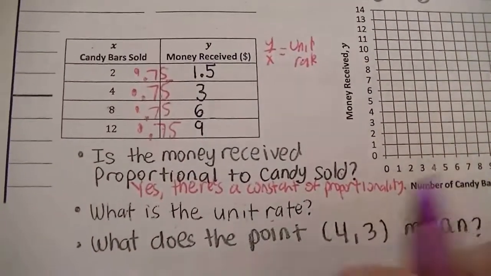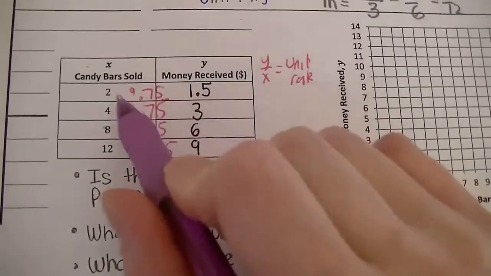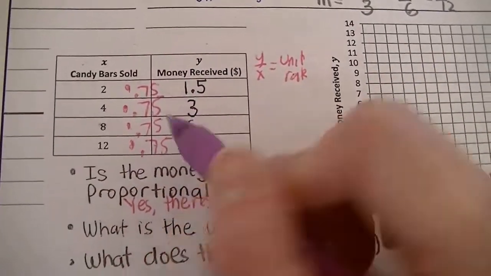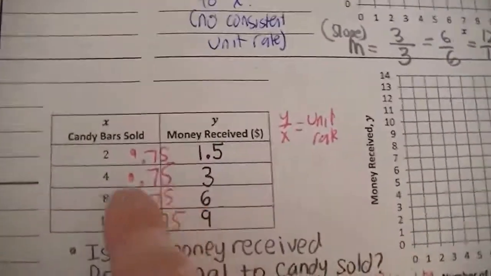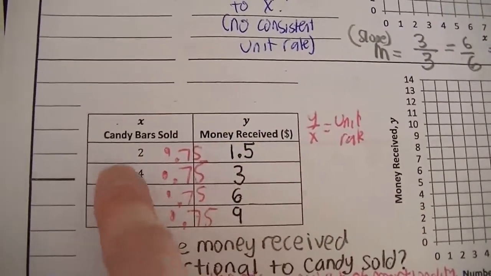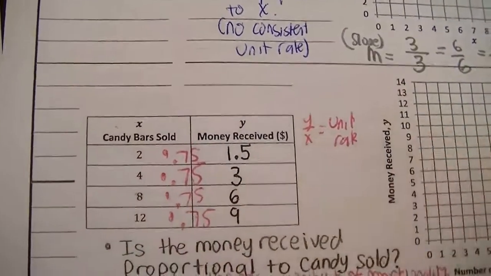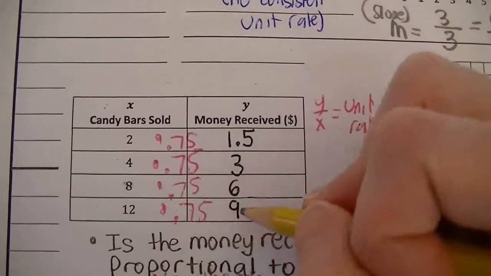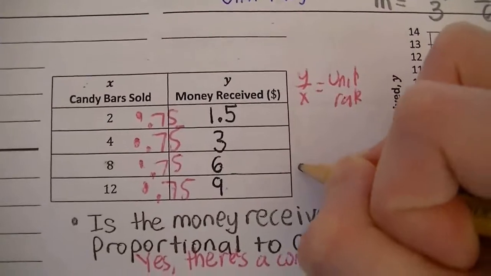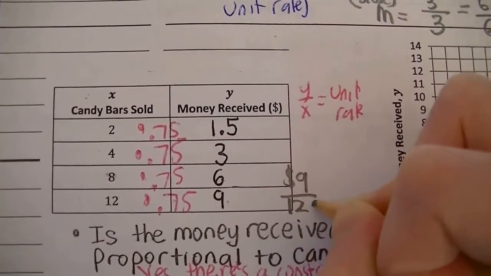What is the unit rate? Well, I know you're going to say, oh, it's 0.75, but since there's a context up here, I want us to label everything. It doesn't just say x and y. Since we know this is a proportional table, you can pick any two values of x and y that correspond to each other to label and determine your unit rate. I don't care, we'll go 9/12. So it's $9 over 12 candy bars sold.